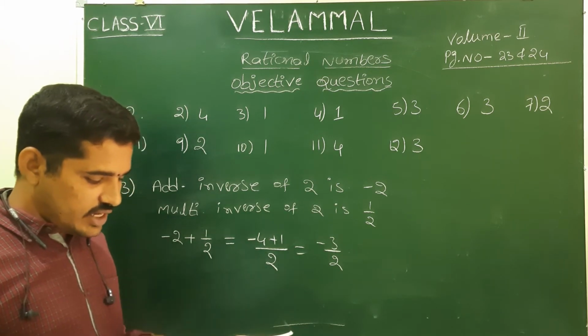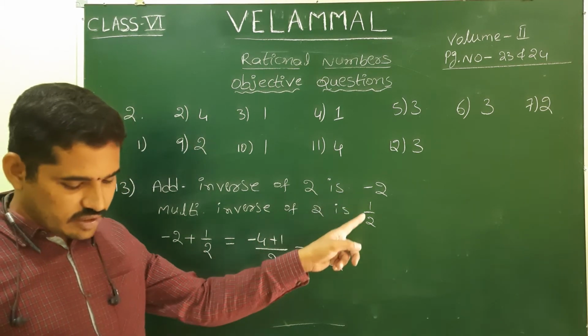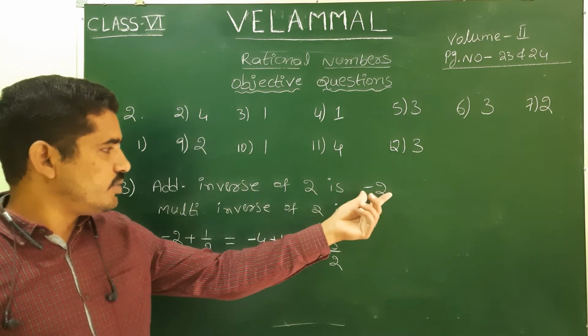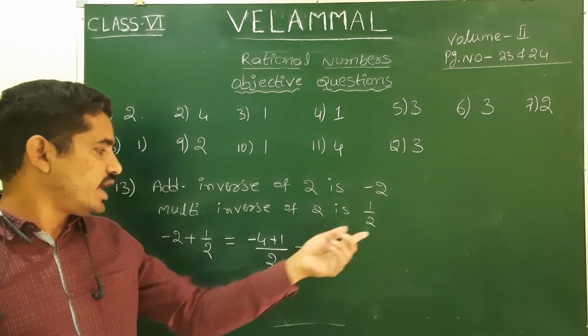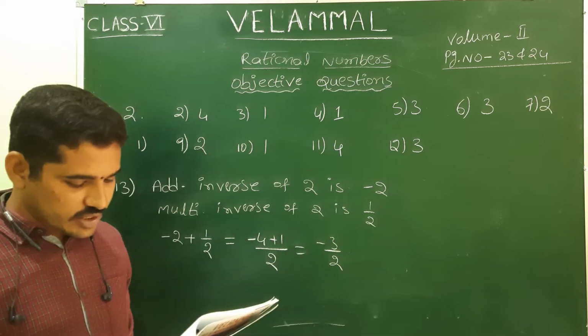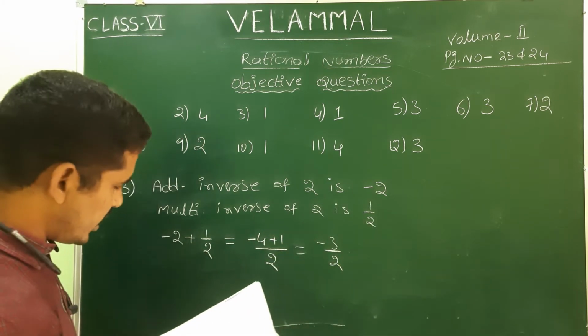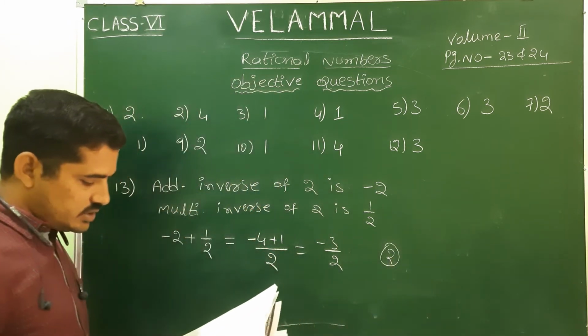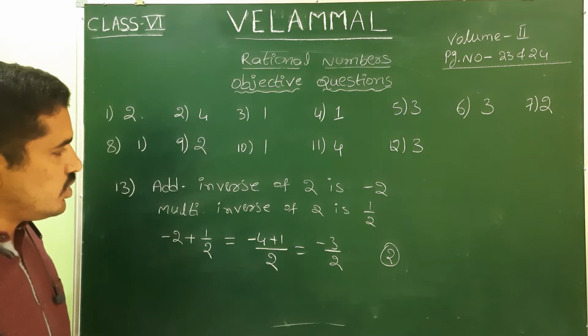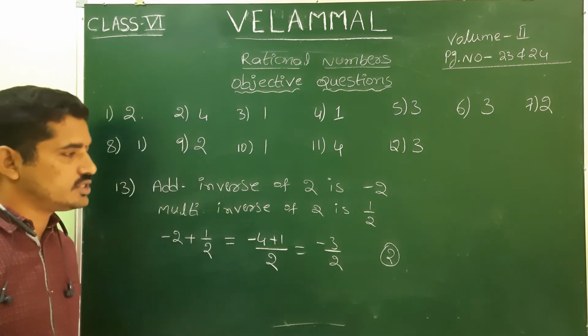The sum of the additive inverse and multiplicative inverse of 2: the additive inverse is minus 2 and the multiplicative inverse is 1 by 2. If we add these two, we get the answer minus 3 by 2. That option is option 2. Copy this, children. We will continue with the next problems.